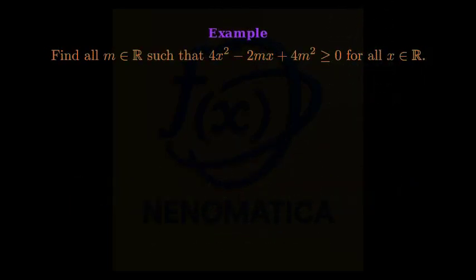In this example, we will find all real values of m such that the quadratic expression 4x squared minus 2mx plus 4m squared is greater than or equal to 0 for all real x.